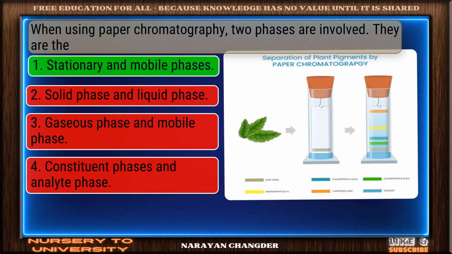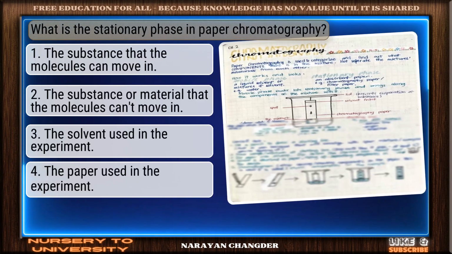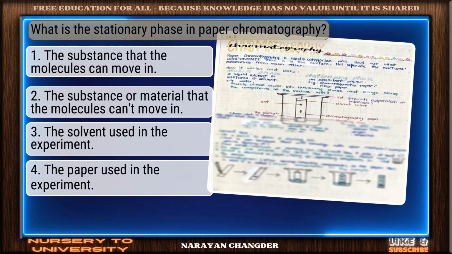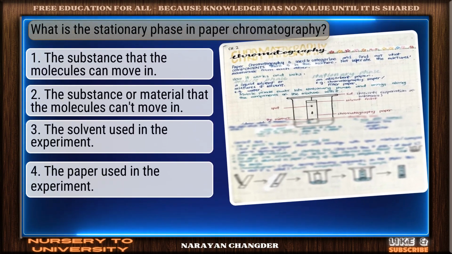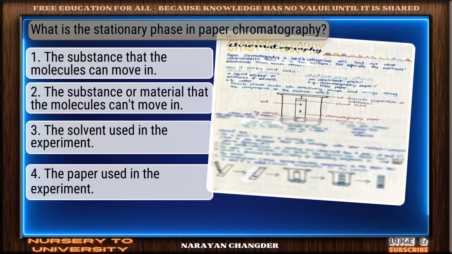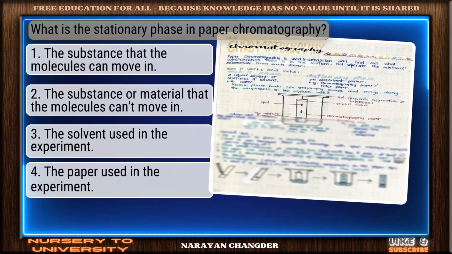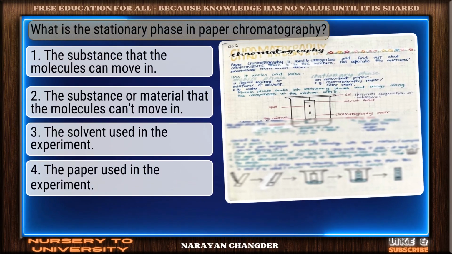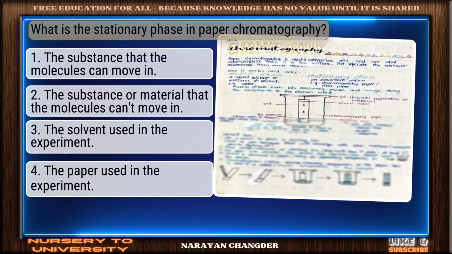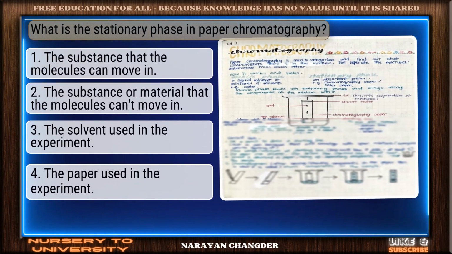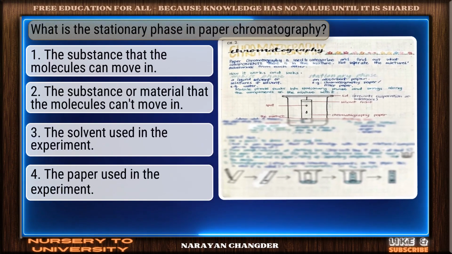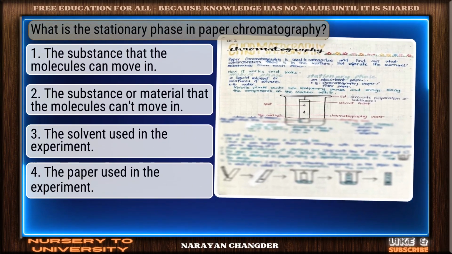Exactly, stationary and mobile phases. What is the stationary phase in paper chromatography? Option 1. The substance that the molecules can move in. Option 2. The substance or material that the molecules can't move in. Option 3. The solvent used in the experiment. Option 4. The paper used in the experiment.